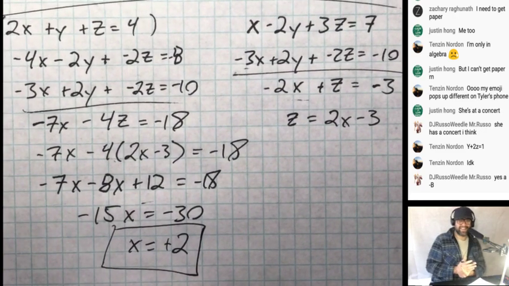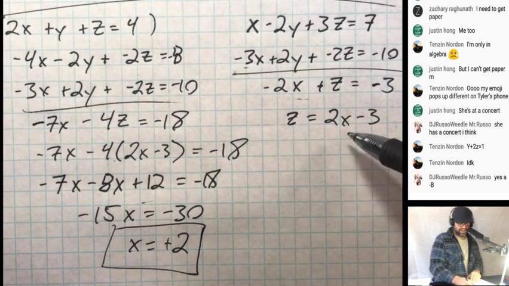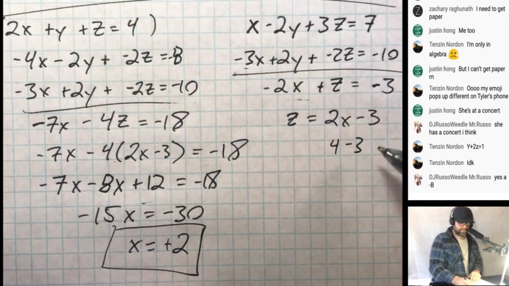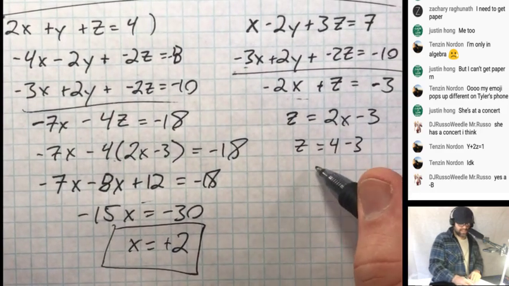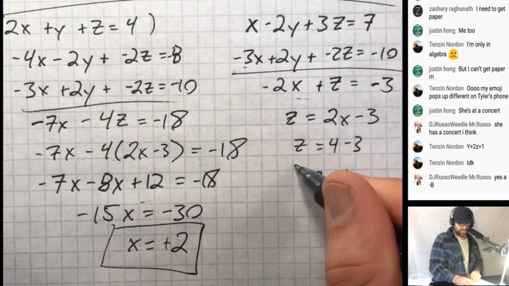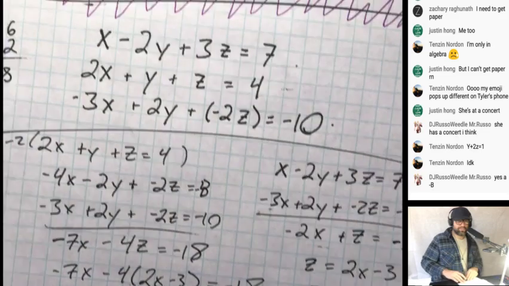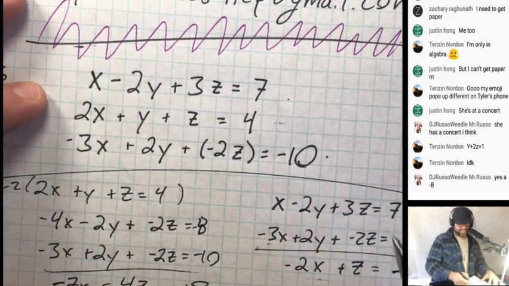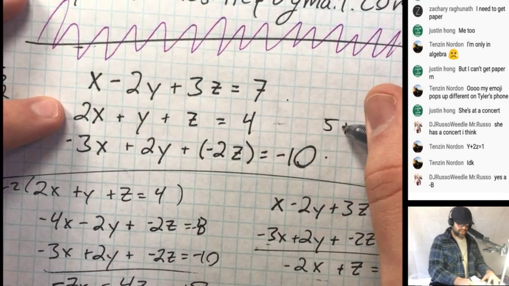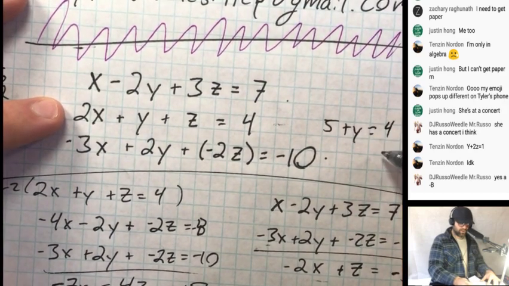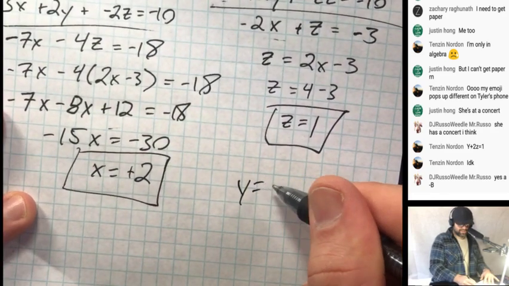So we have our x value. We can plug that x value back into this equation right here. So 4 minus 3 equals z, because we plug in our value for 2 for x. And so z itself equals 1. So we know z equals 1, x equals 2. So now we can plug that back into these equations here. So there'd be 4 plus 1. So that's 5 plus y equals 4. Y equals negative 1. So we know that y equals negative 1.